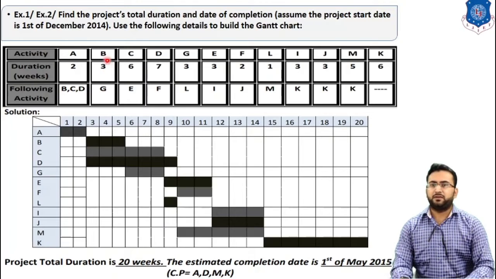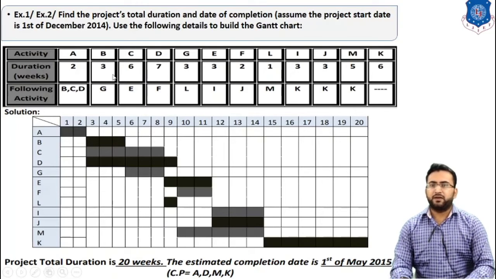B activity is 3 weeks, so we write B for 3 weeks. Then activity C is for 6 weeks, so 6 plus 2 makes 8. Then activity D also starts after completion of A, and it is for 7 weeks. So 7 plus 2 becomes 9, and after 9 weeks this activity D is complete. Activity C completes after 8 weeks, and activity B is complete after 5 weeks.